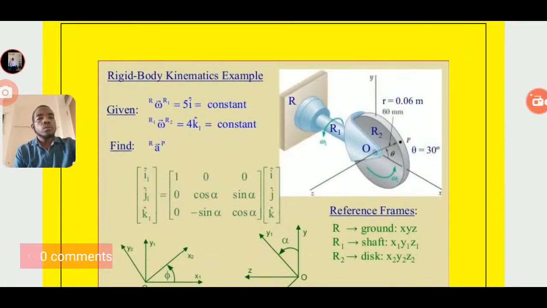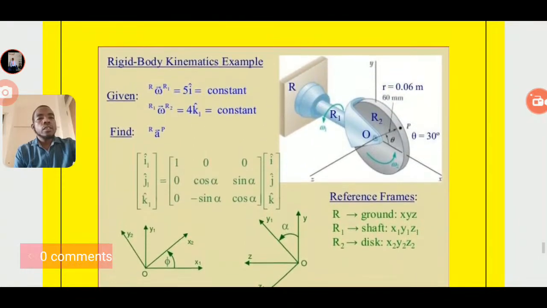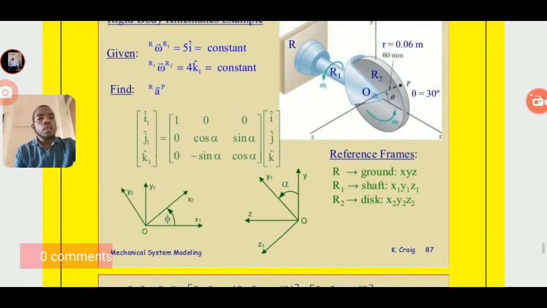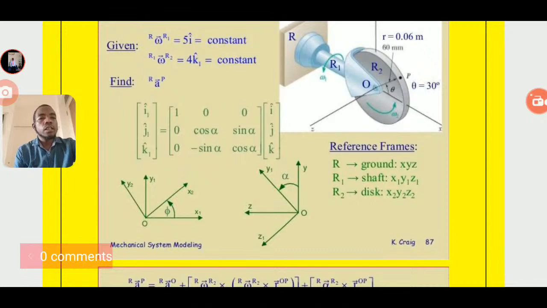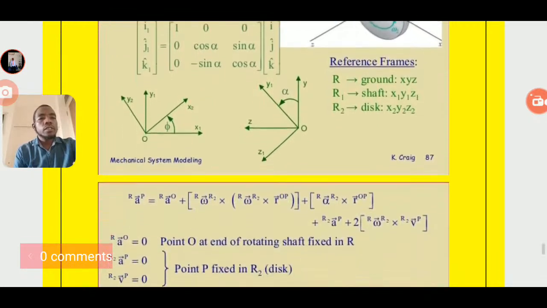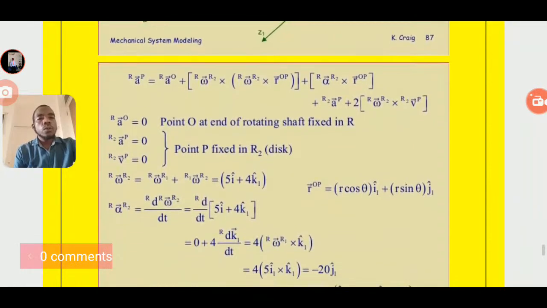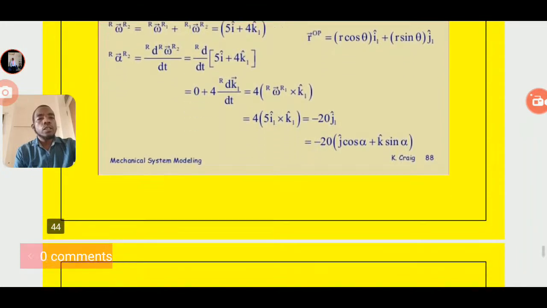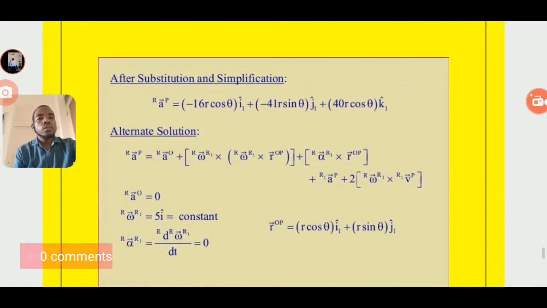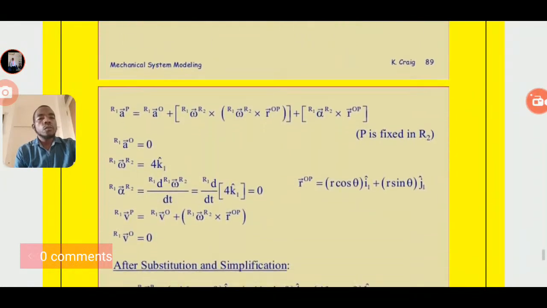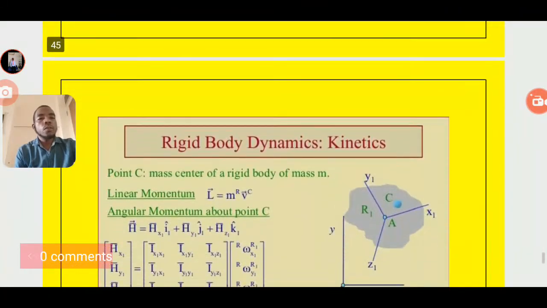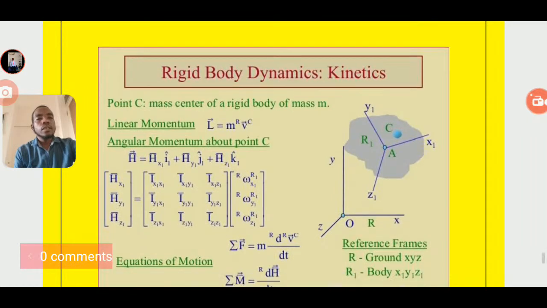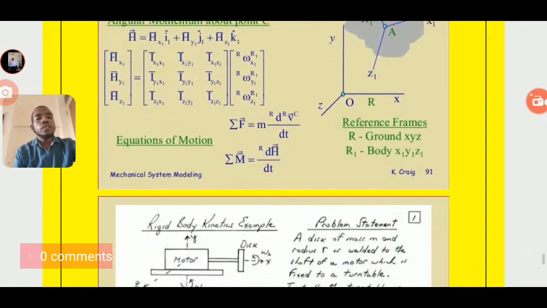The rigid body kinematics example is also like this. We have to see, in the rigid body kinematics, the references are the ground, shaft, and the disc in this area. So these are the formulas and the cross product. After substitution and simplification, you have to derive all this. Rigid body dynamics and kinematics are like this, so we have to see all of them.